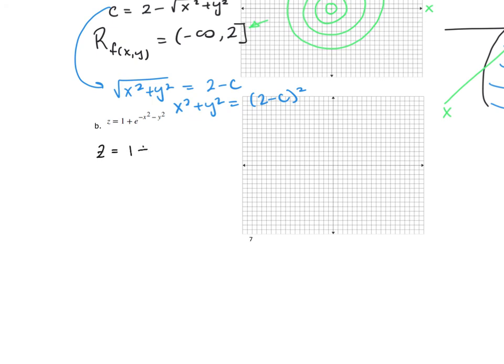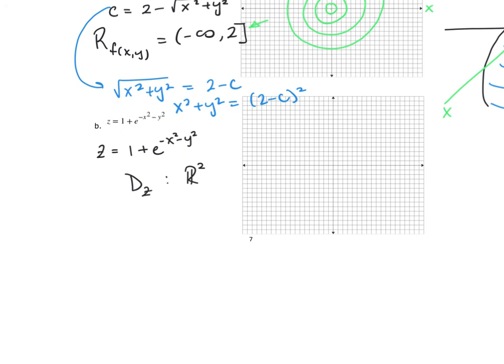And then here's my last one, which is z is equal to 1 plus e to the negative x squared minus y squared, negative x squared plus y squared. Again, let's talk about the domain first so I know what I can and cannot put into my x's and y's. Now, e raised to any power is always defined, so my domain of my z here is going to be any real number in the x or y plane.